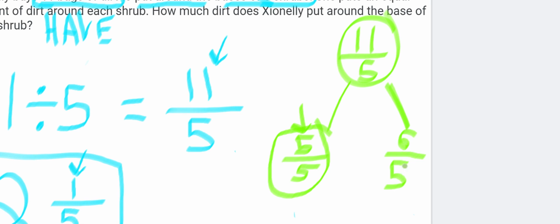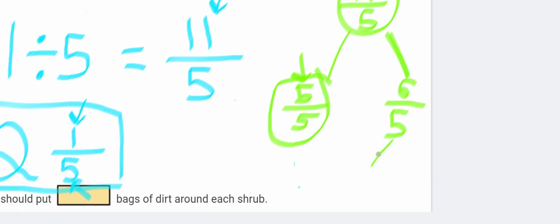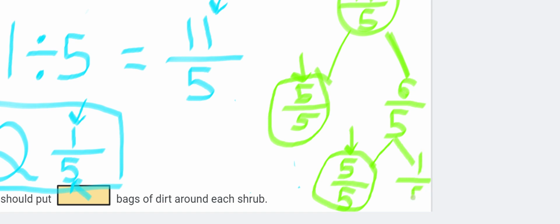Now, this is still improper, so I need to make another web. Now let's remember, I need to think about what over 5, again, makes a whole. If I have 5 pieces, how many would have to be colored in to have all of the pieces shaded? That's right, it would be 5. 5/5 would make a whole. I'm going to circle it because I know it's a whole. Now 5 plus what is going to give me 6? That would give me 1. So I can notice I have 5/5, 2 times 5/5 here. Those are 2 wholes. So I'd get 2 wholes, and I have 1/5 left over.